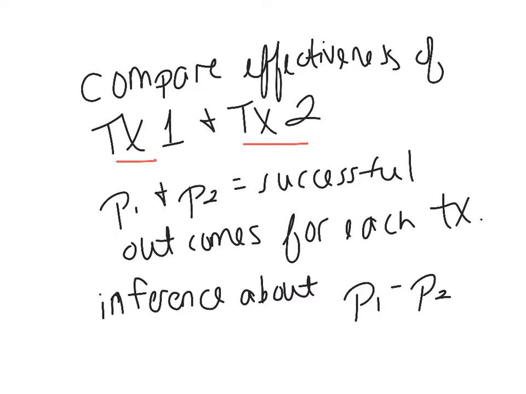When I'm talking about proportions, I'm going to have P1 and P2, and both of those will stand for successful outcomes for each of the different kinds of treatments. So P1 would be the successful outcomes for treatment 1, and P2 would be the successful outcomes for treatment 2. Based on that information, I can do inference about the difference of P1 minus P2.